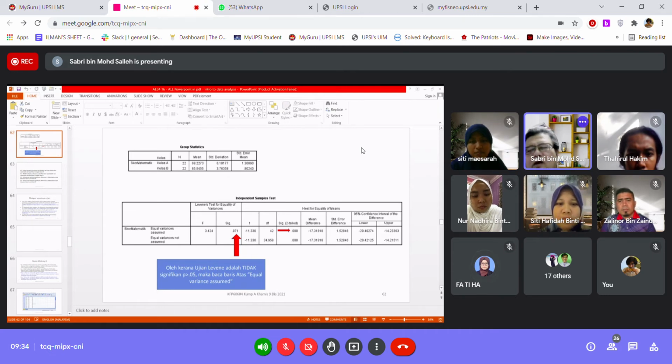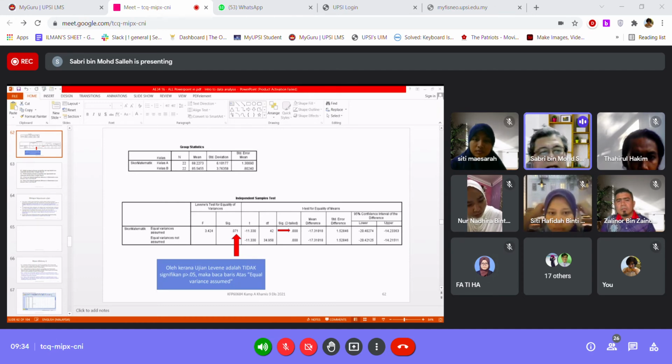Soalan dia, kumpulan tu taburan dia homogen atau tidak? Jadi Levene's test tu beritahu sama ada kedua-duanya homogen atau tidak. Jadi kalau kata dia signifikan, kita baca yang bawah. Okey? Bawah kata apa? Kalau signifikan, bawah kata apa?